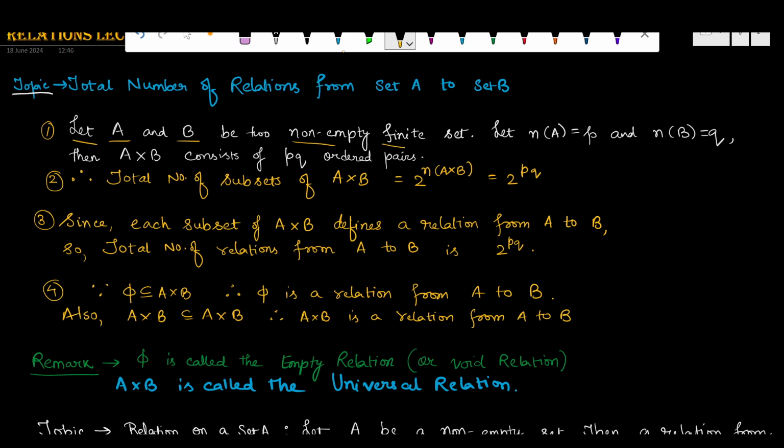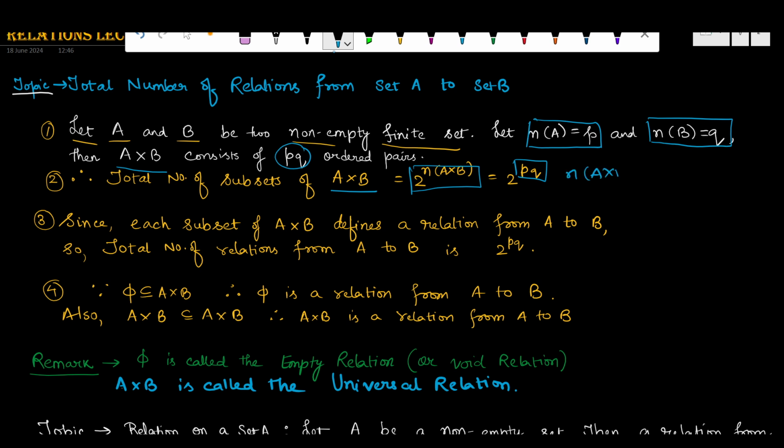Now, finite set means this set has some finite number of elements. So let the cardinality of A be P and the cardinality of set B be Q. Then the Cartesian product A cross B consists of PQ ordered pairs, right? Therefore the total number of subsets of A cross B is 2 to the power cardinality of A cross B, which is equal to PQ.